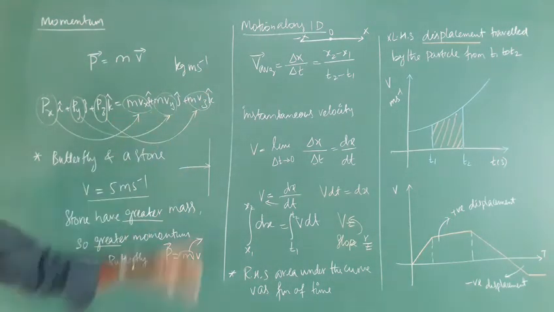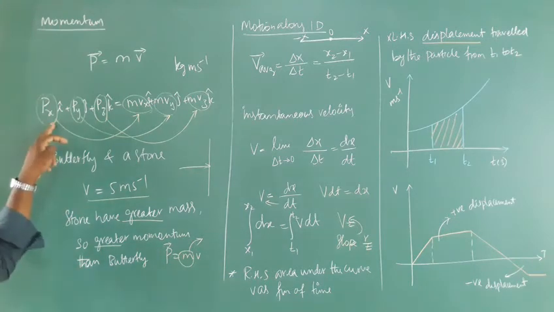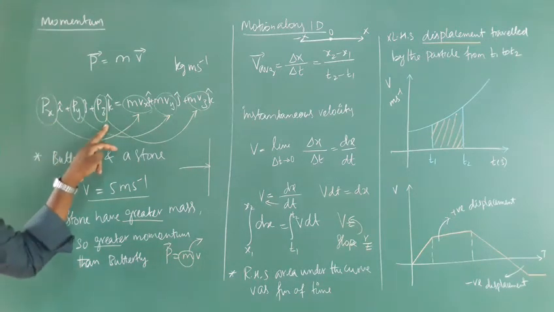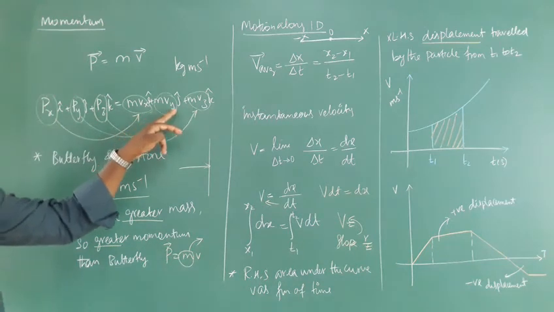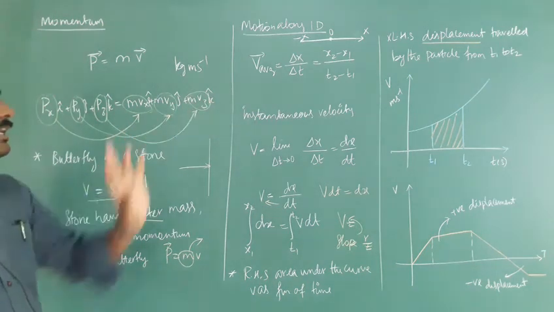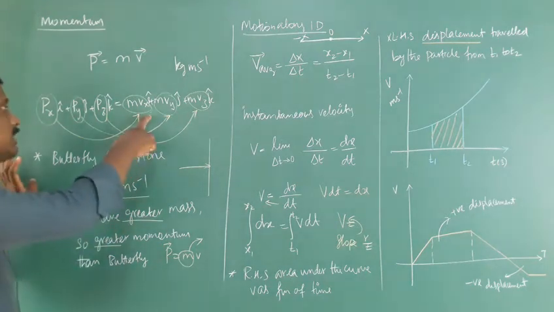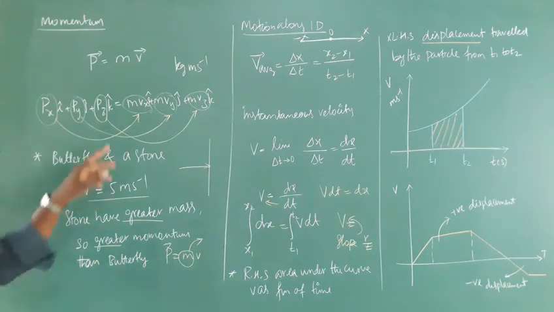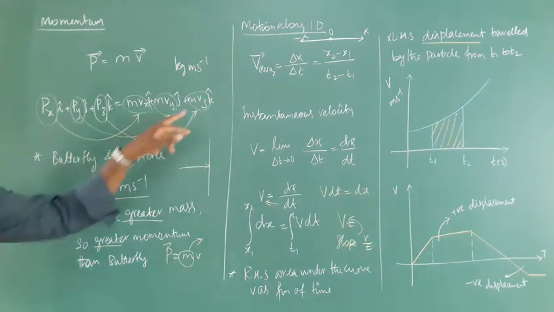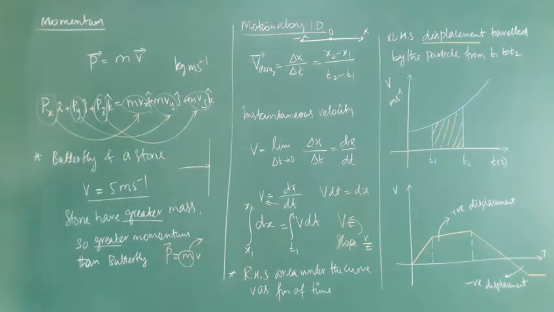In terms of components, pxi plus pyj plus pzk is equal to mvx i cap plus mvy j cap plus mvz k cap. Here mvx represents the momentum in the x direction, then mvy is py, and mvz is pz. So that is the momentum in the y direction and z direction.